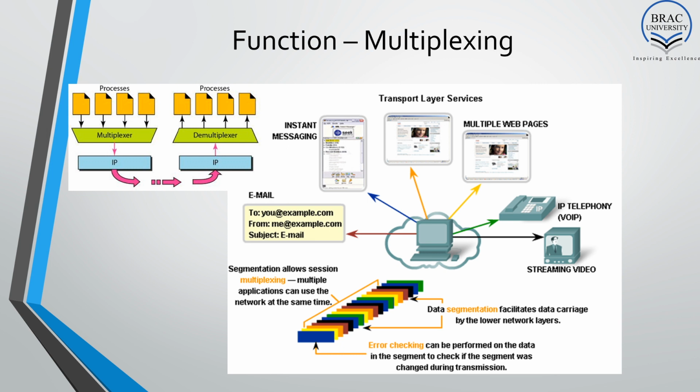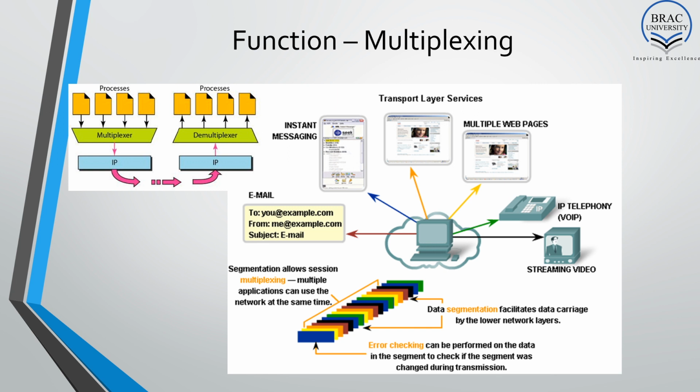So it's not like if you use 3 applications, you need to buy 3 broadband lines. You have one single broadband line, but you are using everything simultaneously. Like you can text, mail, stream videos, play games all simultaneously, right? So yeah, multiplexing allows that. Then data segmentation facilitates data carriage by the lower network layers. So data segmentation actually helps with that and it makes things more efficient, right?